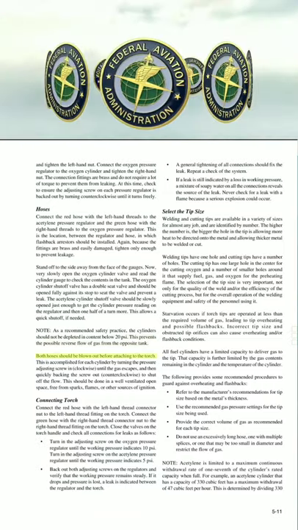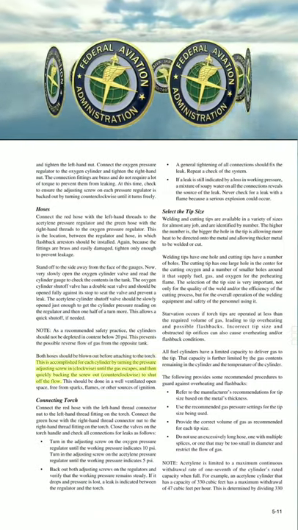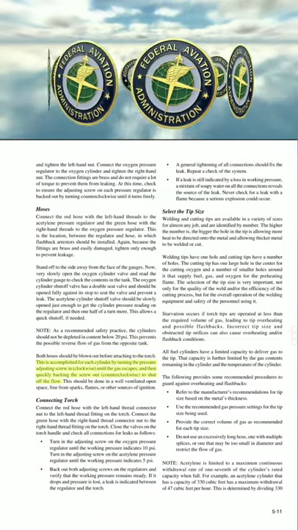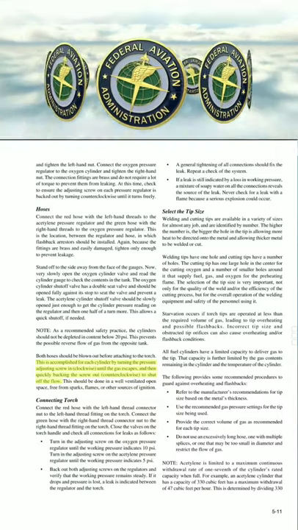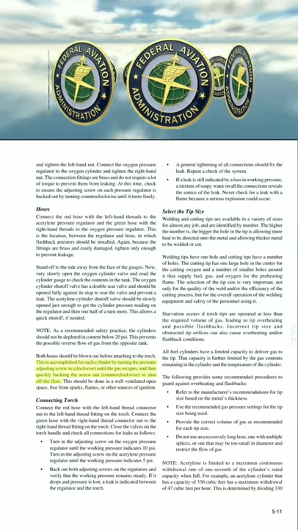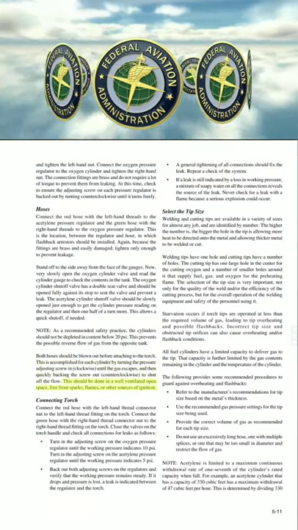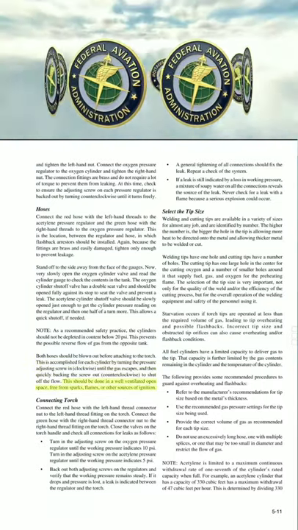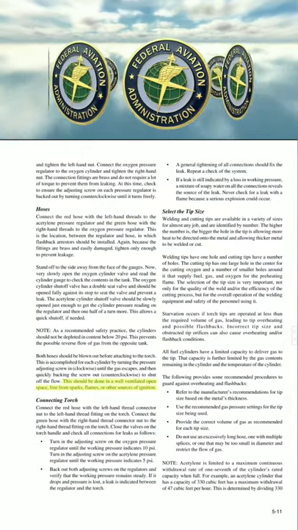Both hoses should be blown out before attaching to the torch. This is accomplished for each cylinder by turning the pressure adjusting screw in, clockwise, until the gas escapes, and then quickly backing the screw out, counterclockwise, to shut off the flow. This should be done in a well-ventilated open space, free from sparks, flames, or other sources of ignition.